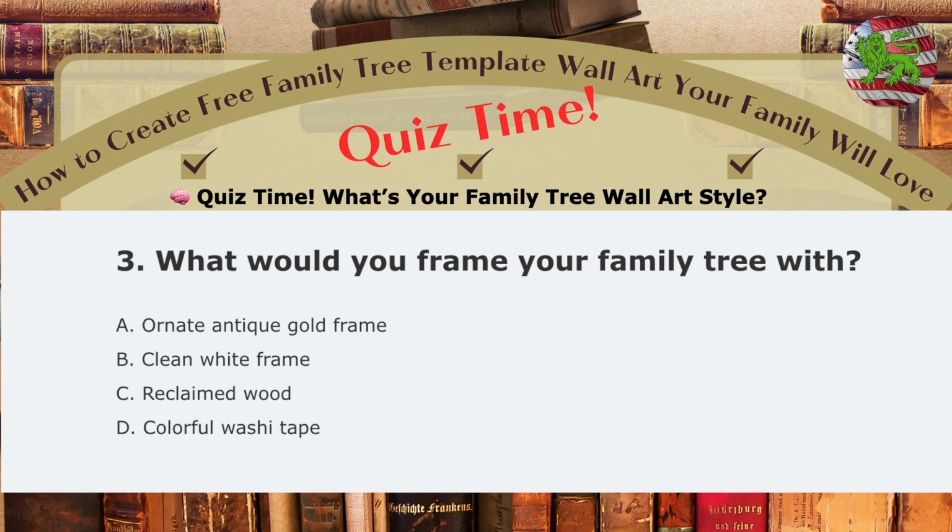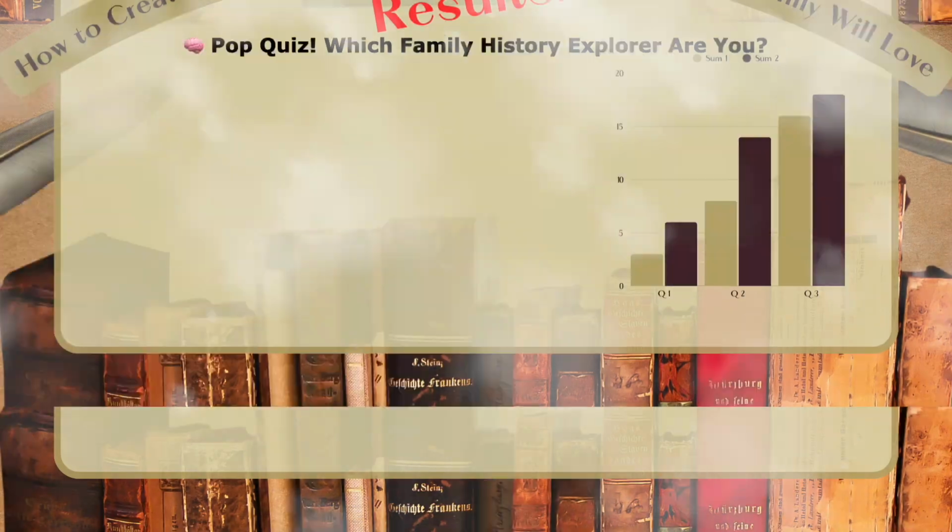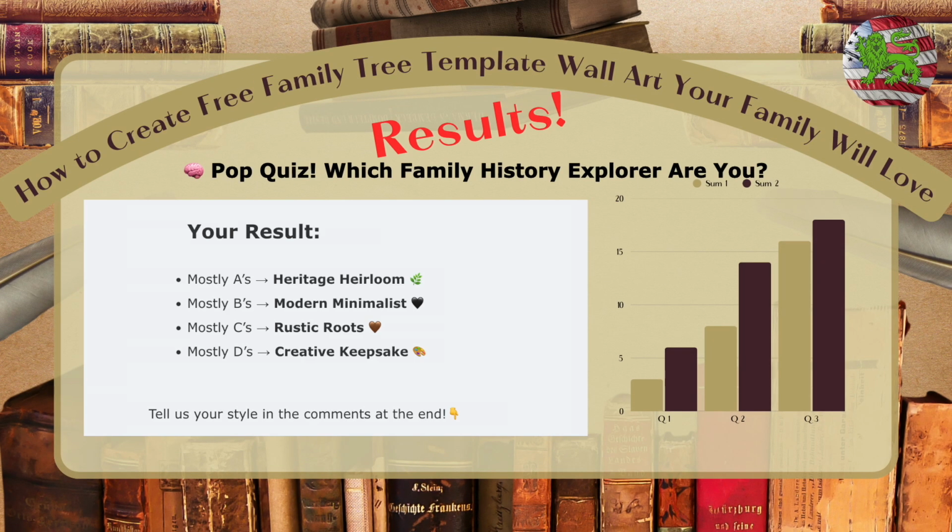What would you frame your family tree with? Okay, what type of frame would you pick? A, ornate antique gold frame. Ooh. B, clean white frame. Nice. C, reclaimed wood. Ooh. Or D, colorful washi tape. Nice. Got your answer? Cool. Now we're gonna aggregate your results. Mostly A's, mostly B's, mostly C's, mostly D's.